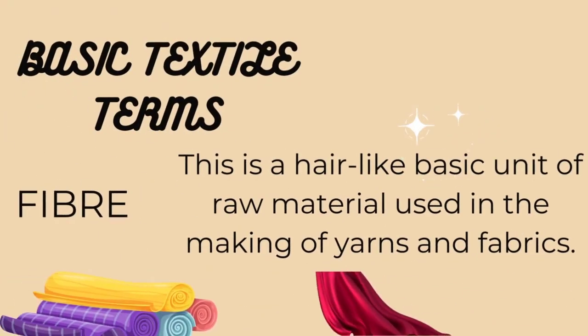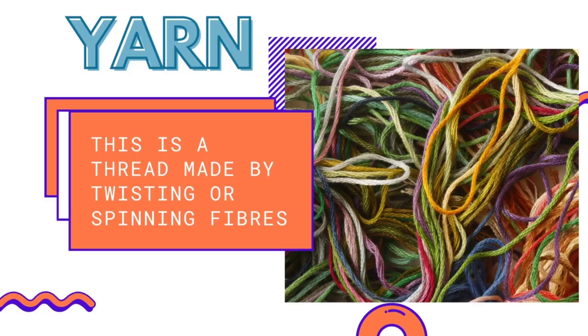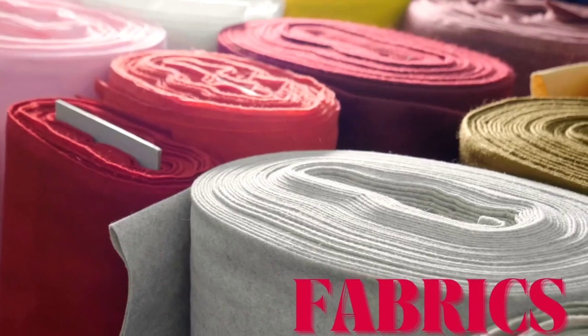Now let's discuss the basic textile terms. The first one is fiber. A fiber is a hair-like basic unit of raw material used in the making of yarns and fabric. Examples are cotton, linen, silk, wool, nylon fibers. All these are examples of fibers. Now to yarn. A yarn is a thread made by twisting or spinning fibers. So to get a yarn, you have to twist or spin your fibers.